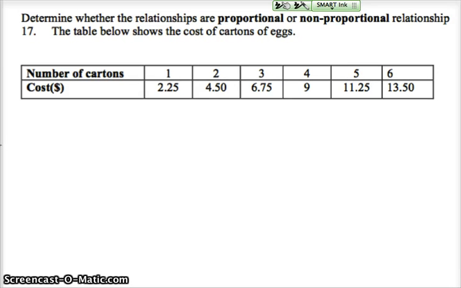Question 17 asks us if the table below is a proportional relationship or a non-proportional. So remember, for something to be proportional has to do with three things. First of all, it must follow the equation of y equals kx. And in this case, that means that we have to have some constant of variation or a common difference.